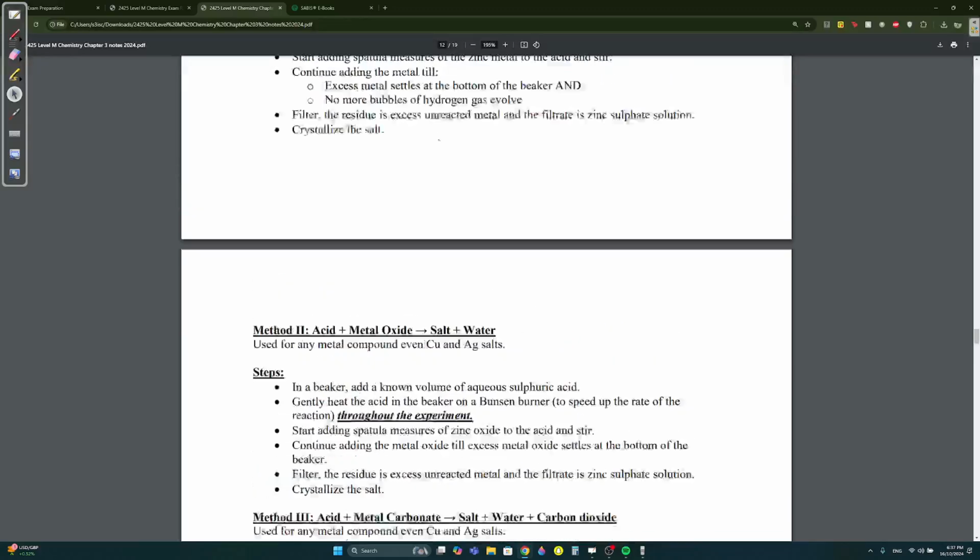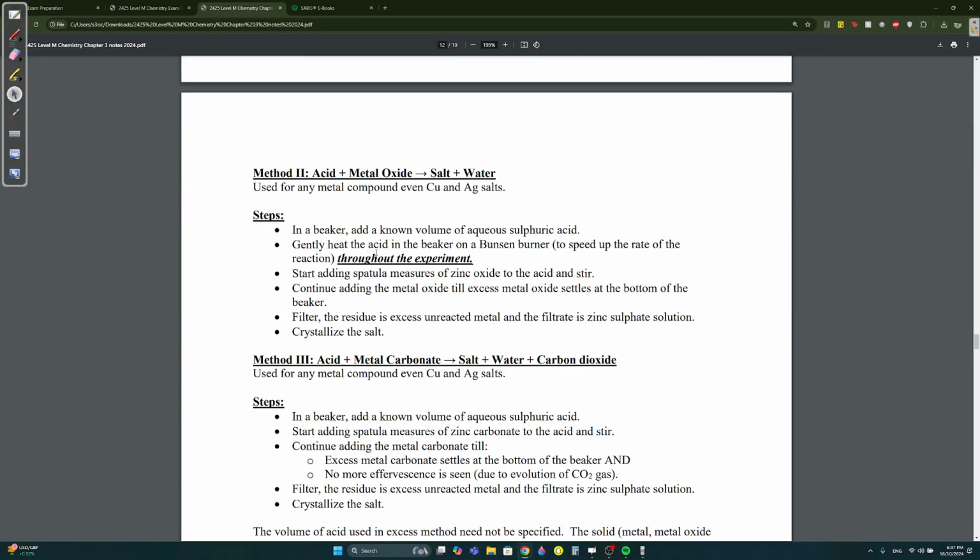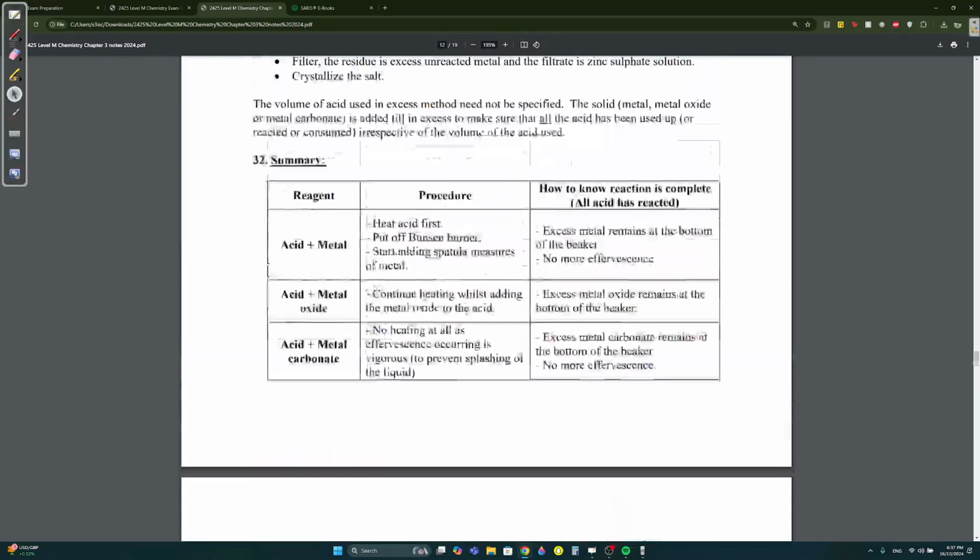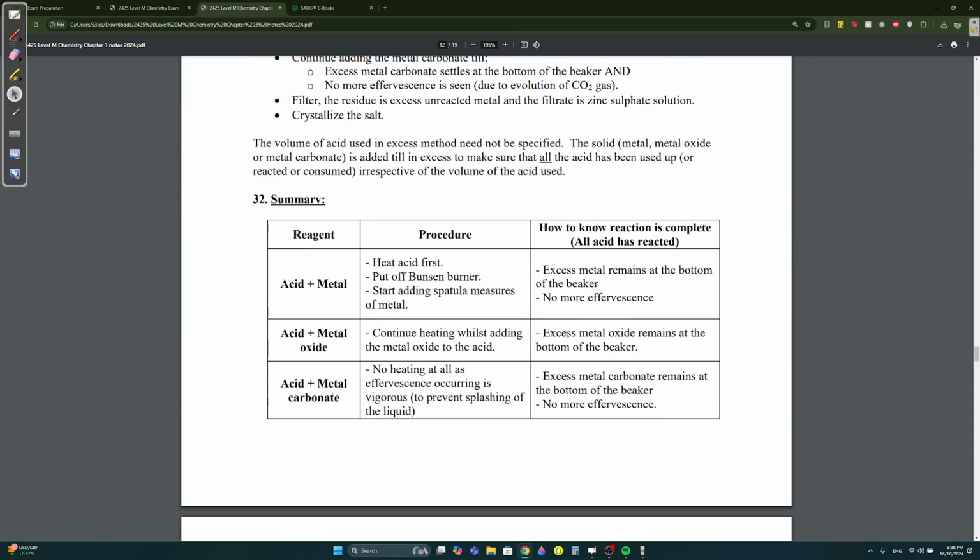Yeah, same thing as the last one, basically. But this one you're just heating throughout. Continue adding the metal oxide till excess settles. Filter. It's the same thing. How do you know you're done here? When excess remains at the bottom of the beaker, like the one before. But why don't we have effervescence? Because there's no hydrogen gas being released, right?